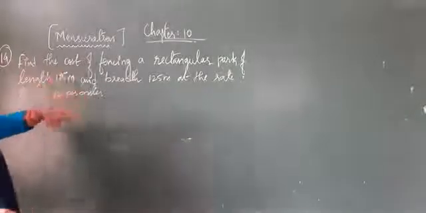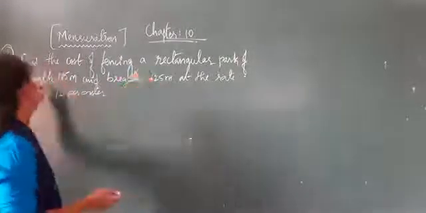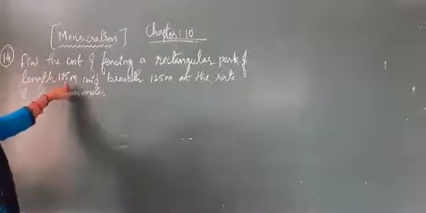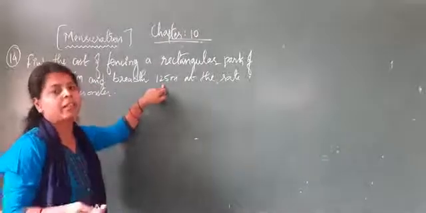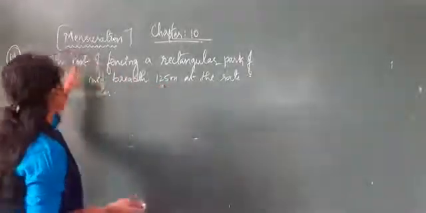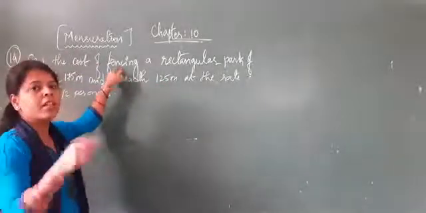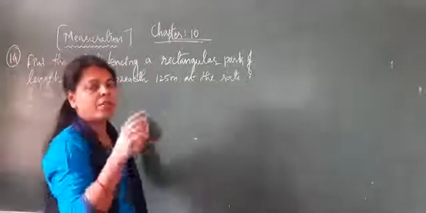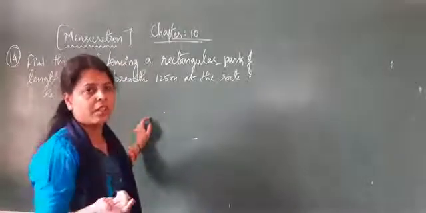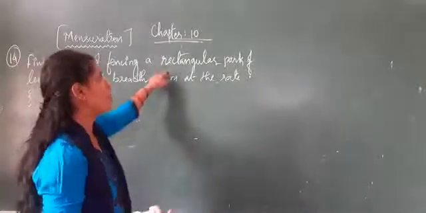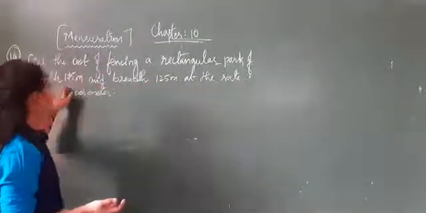Find the cost of fencing a rectangular park of length 175 meter and breadth 125 meter. The length and breadth are given. Okay, so you have to find the cost of the fencing. Fencing means the perimeter of that, because fencing means we have to put a fence around the given shape. So a rectangular shaped park is given here, and the length and breadth are given.